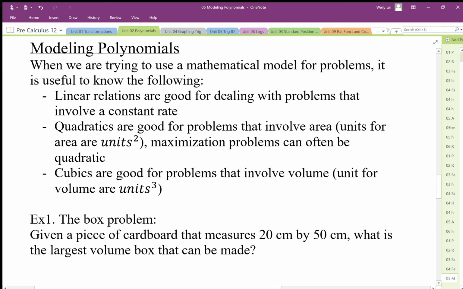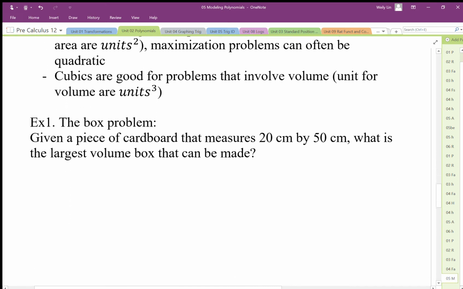Cubic functions are good for problems involving cubes or volume. So when we deal with a volume problem, there's a good chance the model we're going to end up using is a cubic function. So let's take a look at the box problem. This is a fairly typical problem.